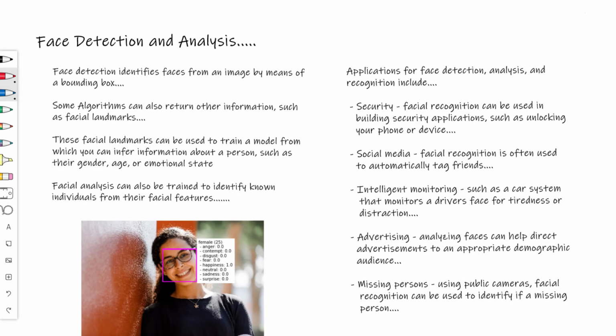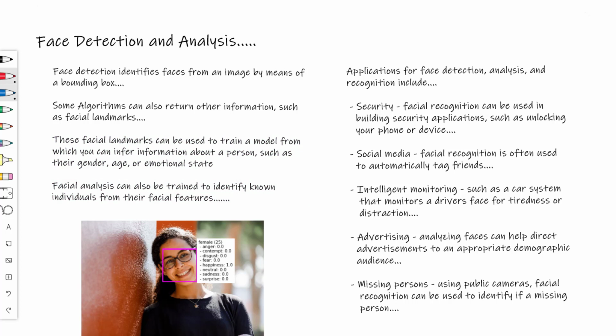So let's now think about face detection. Now this may not be the most flattering comment, but the face is simply an object, albeit a more complex one for the algorithm to distinguish. Now many algorithms will use your facial landmarks to train the model. This will include things like gender, age and emotional state. What's more, facial analysis can also be trained to identify a known individual, such as when you set up your smartphone to unlock it by simply looking.